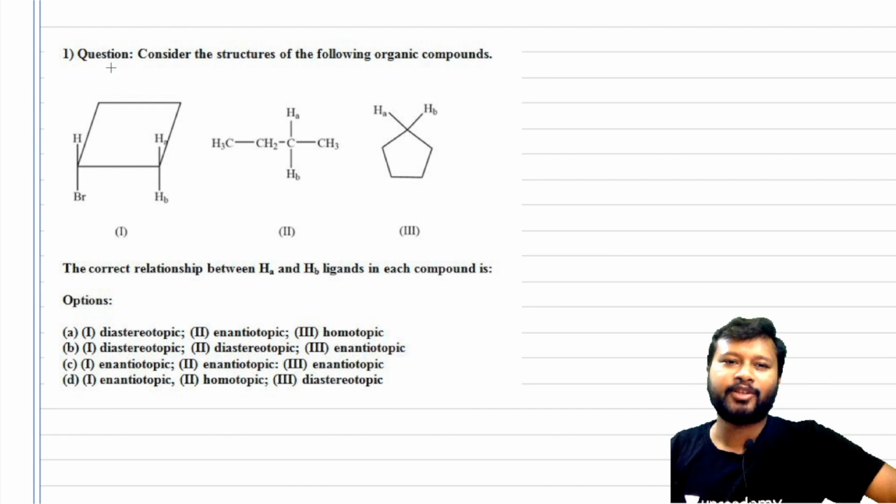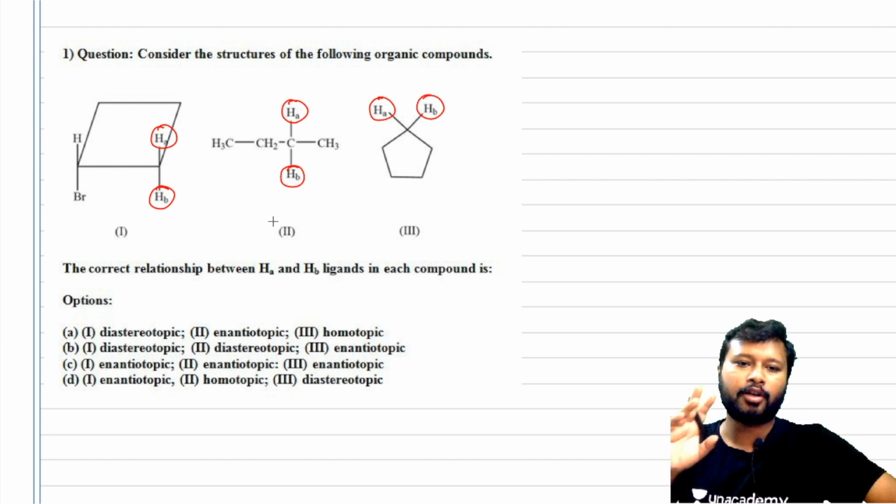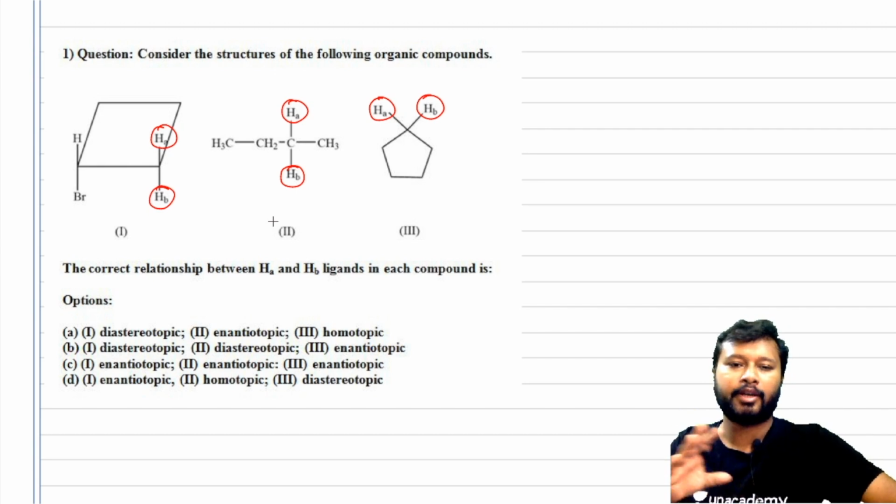Alright, let's look at this question. It says, consider the structure of the following organic compounds 1, 2 and 3, the correct relationship between HA and HB. So this is HA, this is HB for the first molecule, this is HA, this is HB for the second molecule, HA and HB for the third molecule. Now I have made a detailed video on enantiotopic, diastereotopic, like topicity, and I'll give you the link in the I button. Please watch that video in detail.